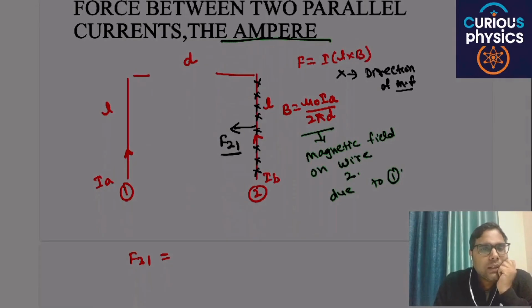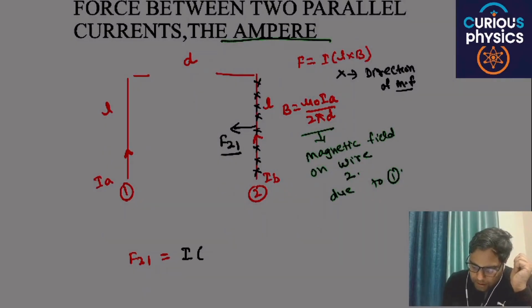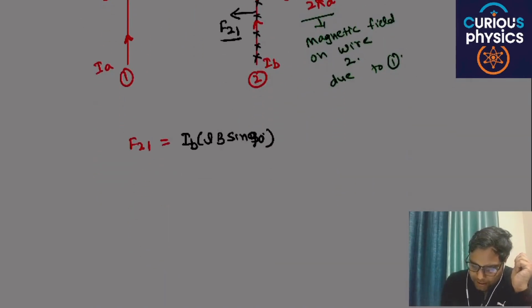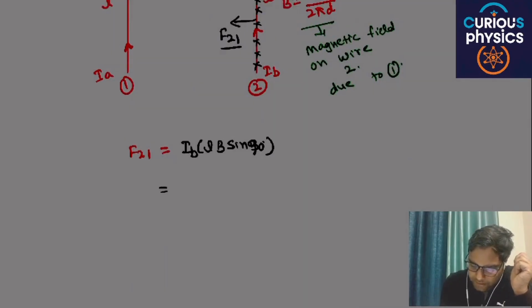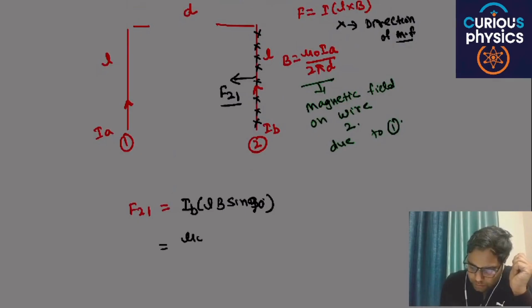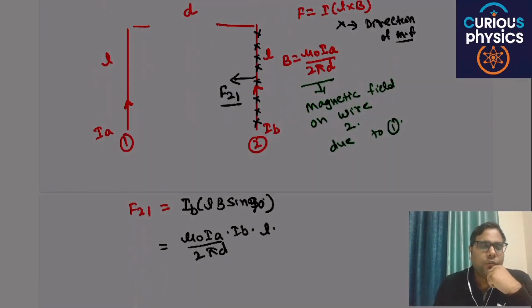F21 will be IB, L cross B, that is, LB sin 90, and sin 90 is 1. So you will get IB, and the magnetic field is mu naught IA divided by 2 pi d, which we have just derived, into L. So the force is mu naught IA IB L divided by 2 pi d. This is the value of force.